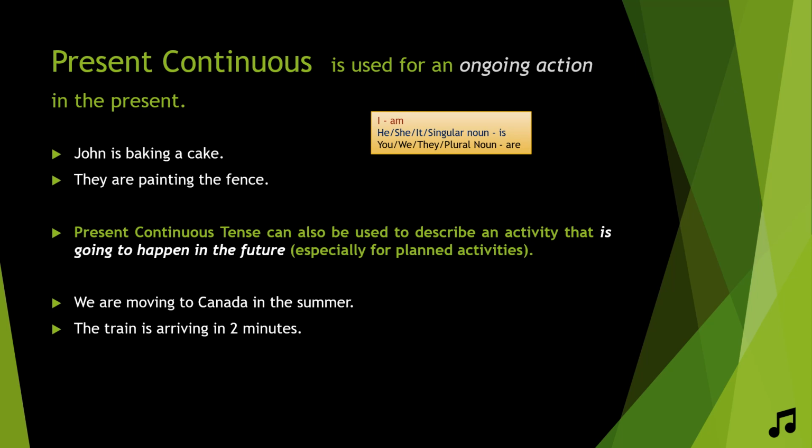Next is, the train is arriving in 2 minutes. After 2 minutes something is going to happen, that is a future activity, but it is a planned one. So here also we use the present continuous tense.